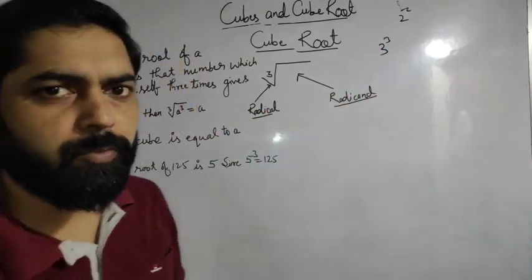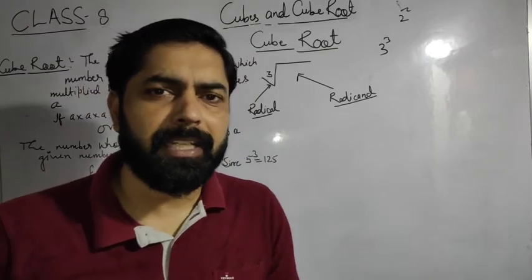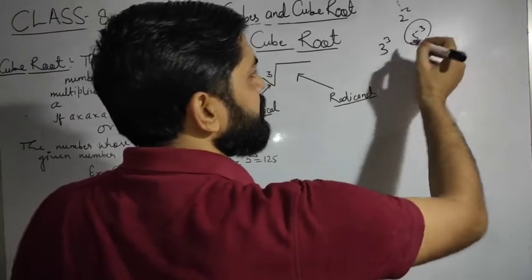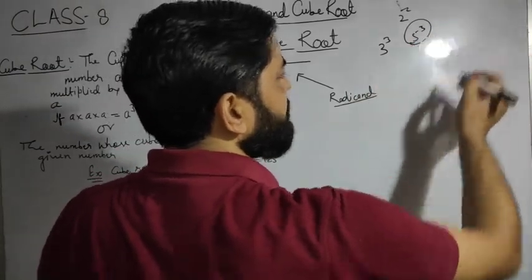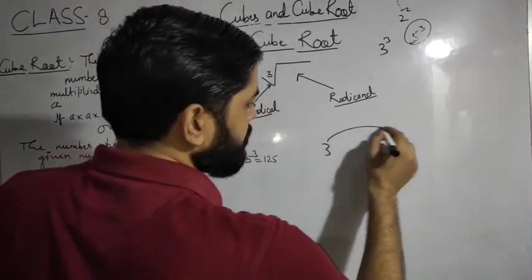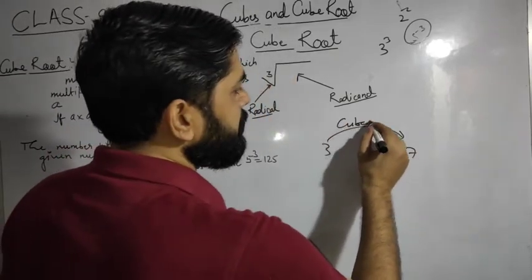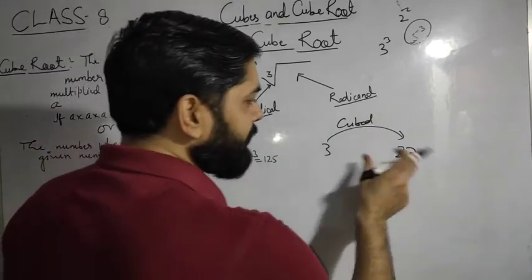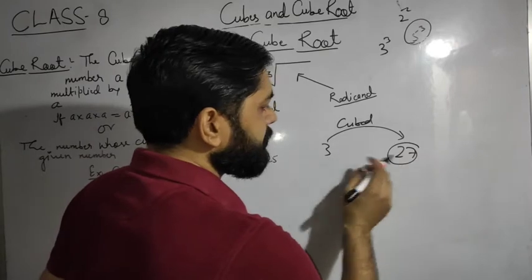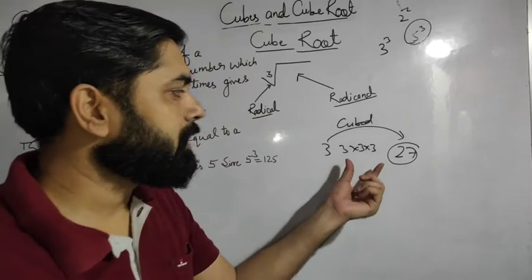And do you know what a cube is? When we raise any number to the power of 3, it is the cube of that number. Means 5 raised to the power 3. So what is the cube of 5? It means 5 multiplied 3 times. Suppose here is 3. What is the cube of 3? 27. So the cube of 3 is 27. Cube of 3 means 3 multiplied 3 times. So this is a cube.